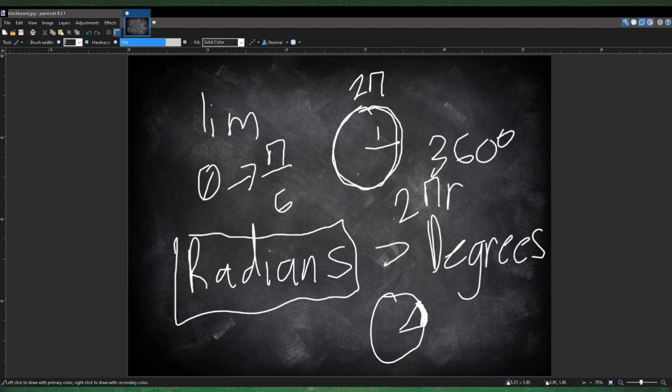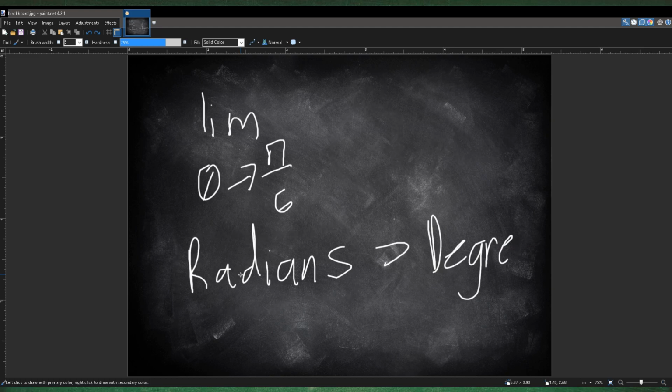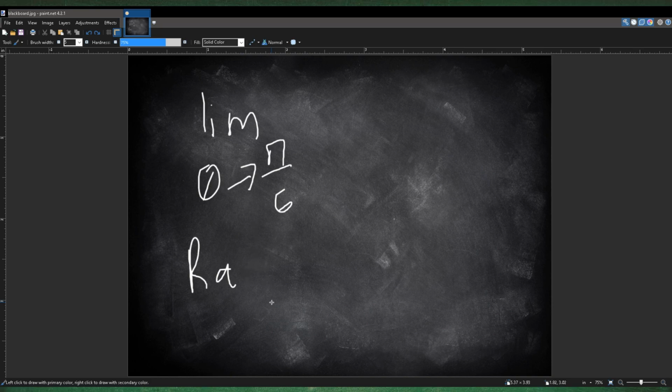We could use that to find trig functions, which is the reason why we use radians. So the general idea is that you never use degrees in calculus. You always use radians. If you ever see anything on a test, it's usually in radians. It's never in degrees because the math doesn't work out generally.